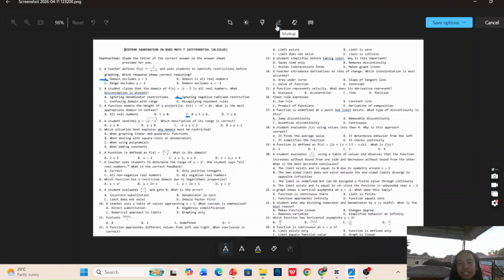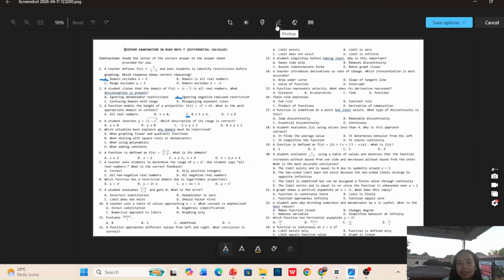Number 14. A teacher introduces derivatives as rate of change. Which interpretation is most accurate? A. Area under curve. B. Slope of tangent line. C. Value of function. Or letter D. Intercept. So let's talk about rate of change.